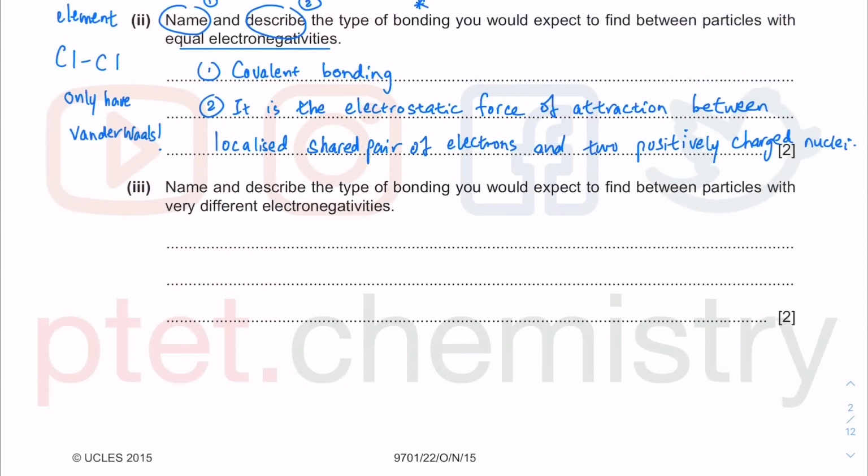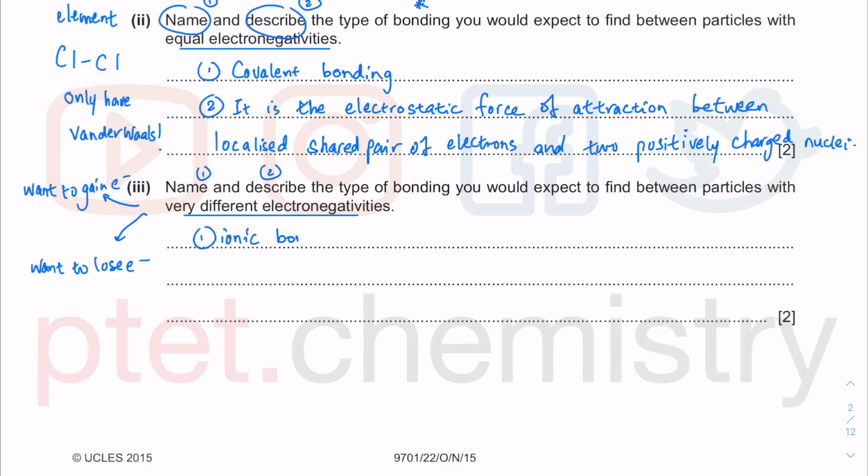Now, how about when you have very different electronegativity? So we have something that wants to gain electrons, pulling electrons very close to one side, and the other one wants to lose electrons. Now you can see a pattern here which resembles what you had learned from your O-level or GCSE or IGCSE chemistry. This type of bond is going to be called ionic bonding.